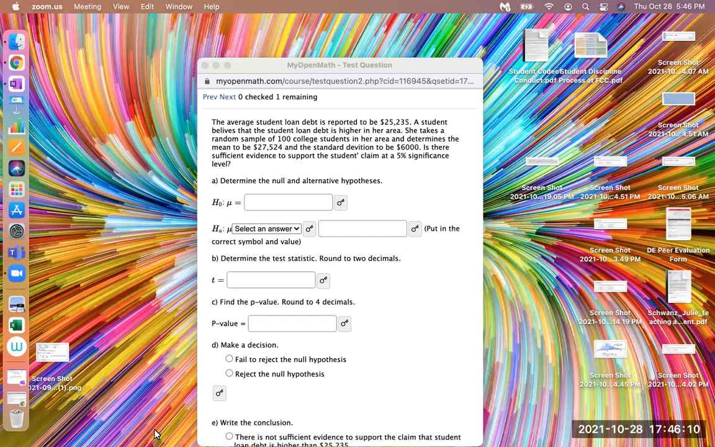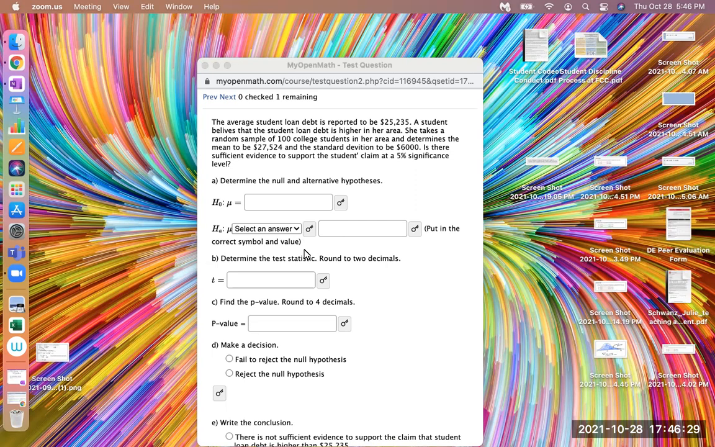5% significance level? So first of all, the thing that we have to ask ourselves with these problems is, is this a mean problem? Are we trying to figure out if the mean went up or down? Or are we trying to find out if it is a proportion problem? Because those are the only two types of problems that we are going to be faced with in this test.